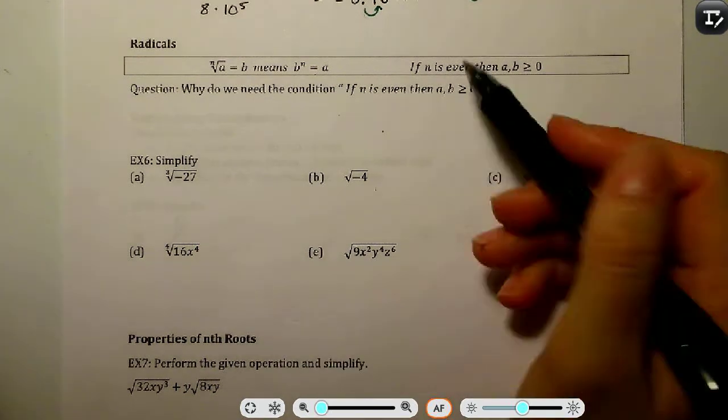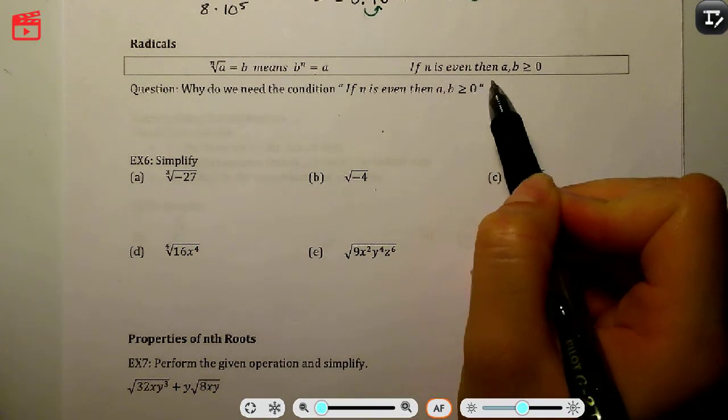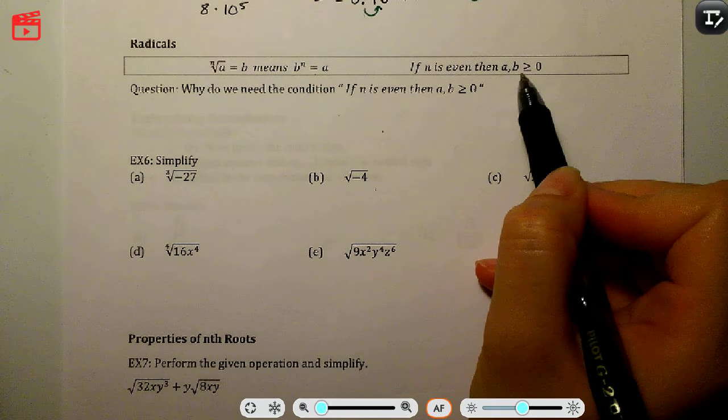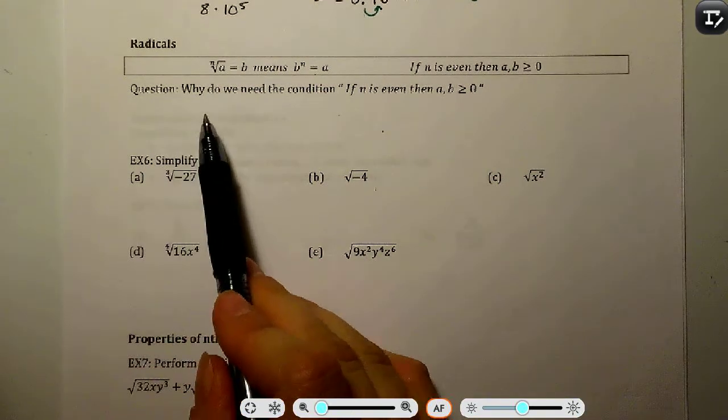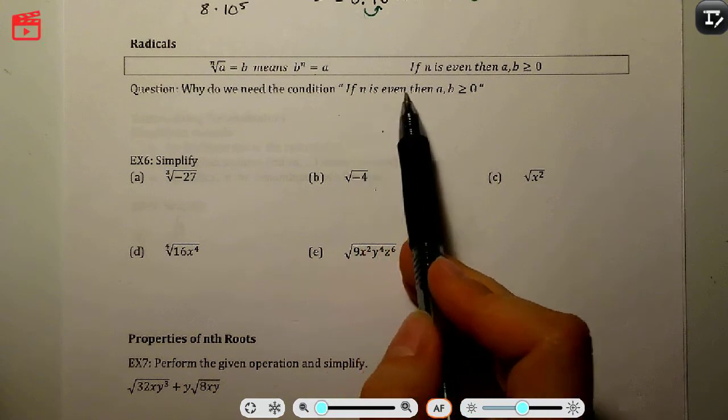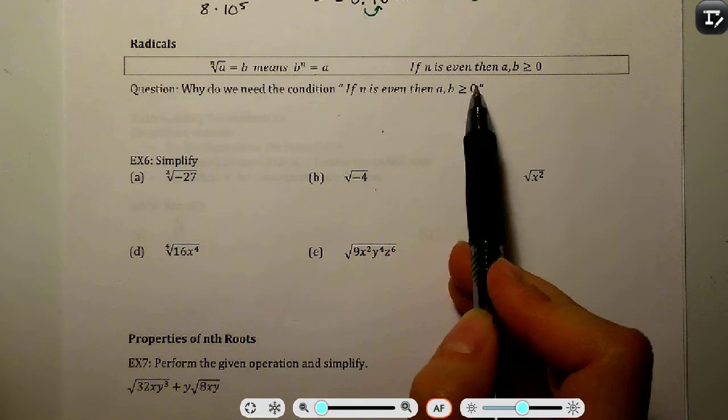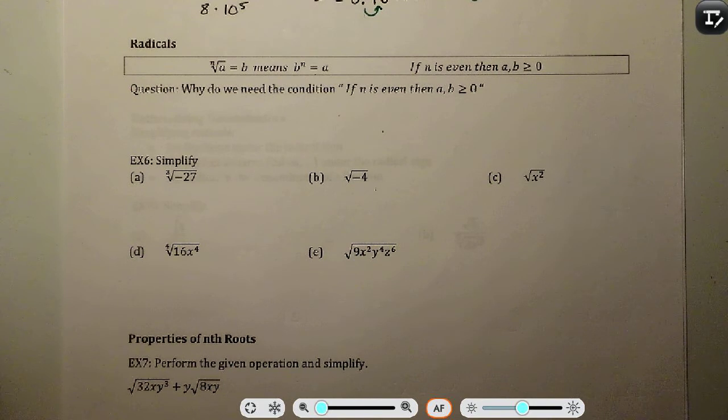Okay, so if n is an even value, then a and b need to be greater than or equal to 0. Okay, so here's a question. Why do we need the condition if n is even, then a and b are greater than or equal to 0? Try to think on that for a second. Well, here's an example. So let's think of one where n is even.